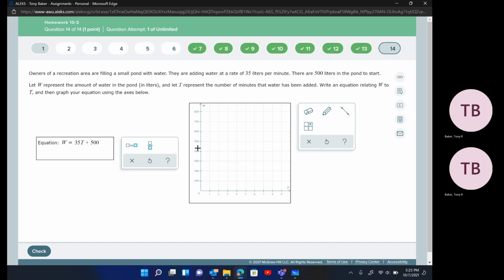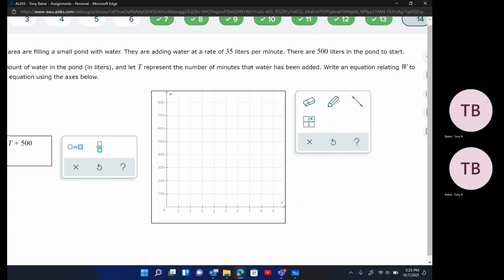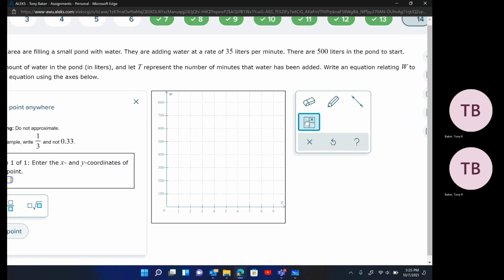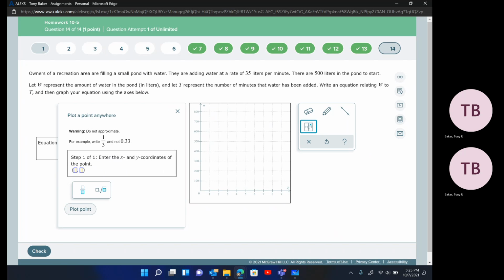Now, to graph this, personally, I would actually use the point tool for this one instead of using the numbers, just because it's going to be hard to do 3 or 5. Well, 500 is easy, but it's going to be hard to do the rest of them. So if we use the plot tool for this, it's going to be a little bit easier. So my y-intercept is 0, 500. So just hit plot.